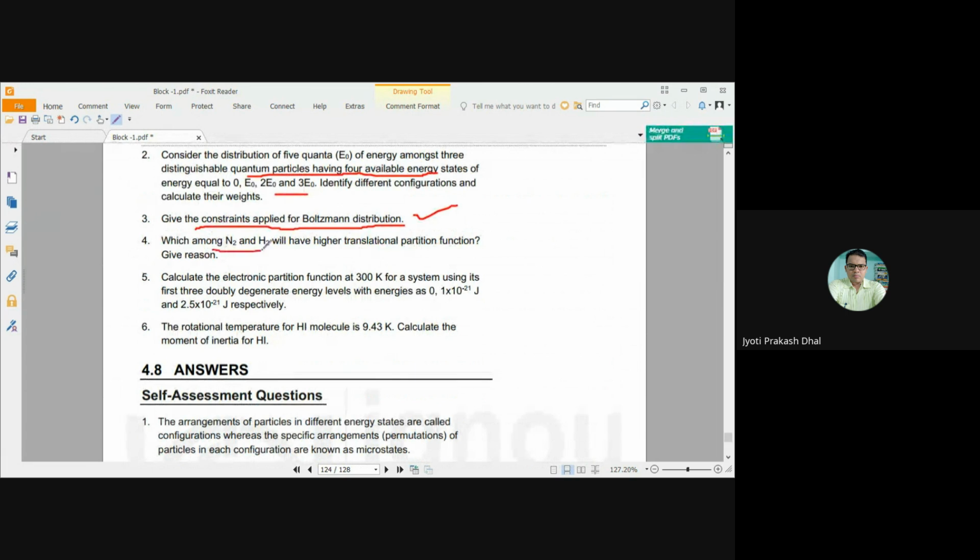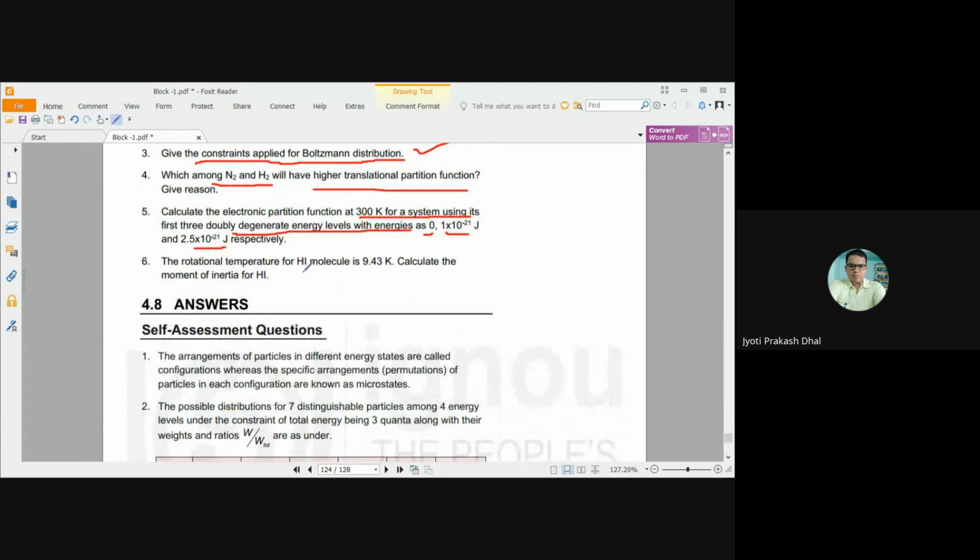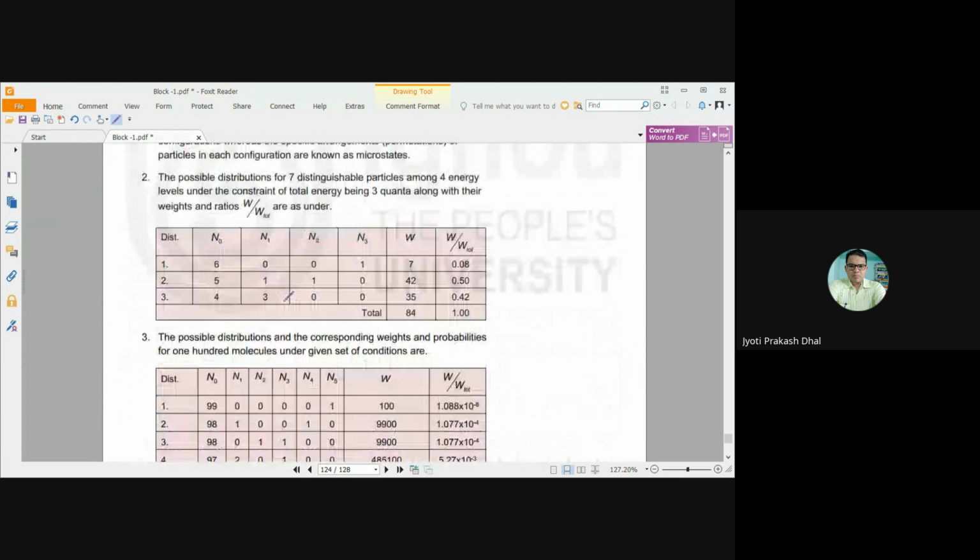Which among N2 and H2 will have the higher translational partition function? For the translational partition function, you just put in the mass of one molecule of nitrogen or hydrogen and we will find that out. Calculate the electronic partition function at 300 Kelvin for a system using its first 3 doubly degenerate energy levels with the energies given for the 1st, 2nd and 3rd energy levels. Then the rotational temperature of the HI molecule is this one. Calculate the moment of inertia I for HI.